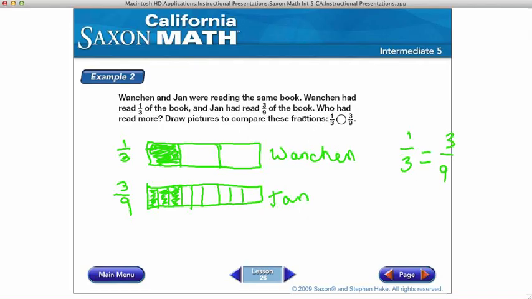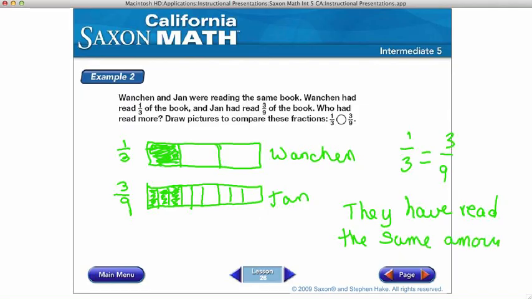So answering my sentence, who had read more? They have read the same amount. Okay, that's a period. All right, so they have actually read the same amount of the book, even though the fractions are different. Okay, that's it.